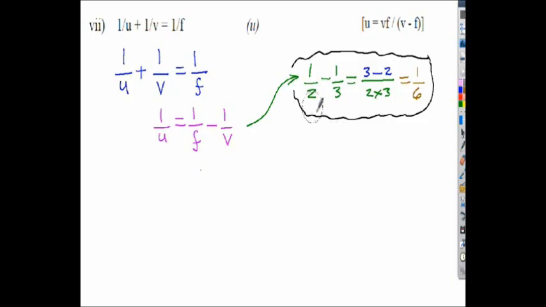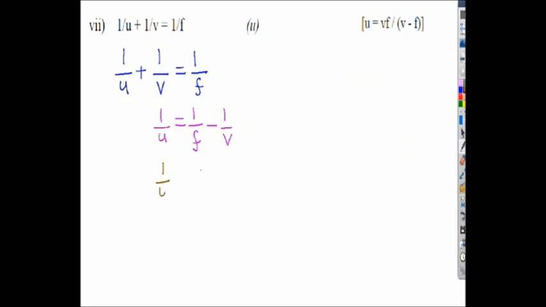And just as we found a common denominator for 2 and 3 by multiplying together, we're going to multiply together the f and v to get the common denominator. So on the left hand side I still have 1 upon u, but on the right hand side my common denominator for f and v will be f multiplied by v.